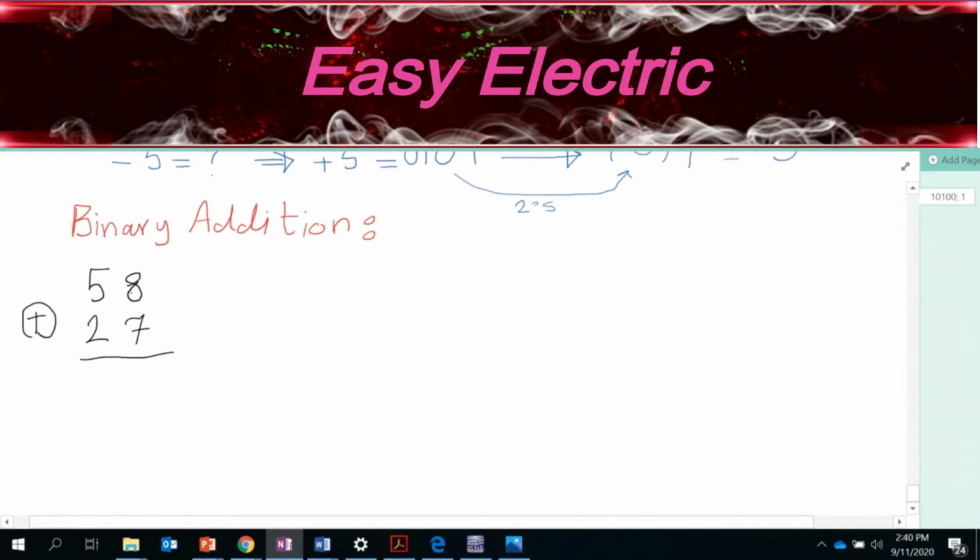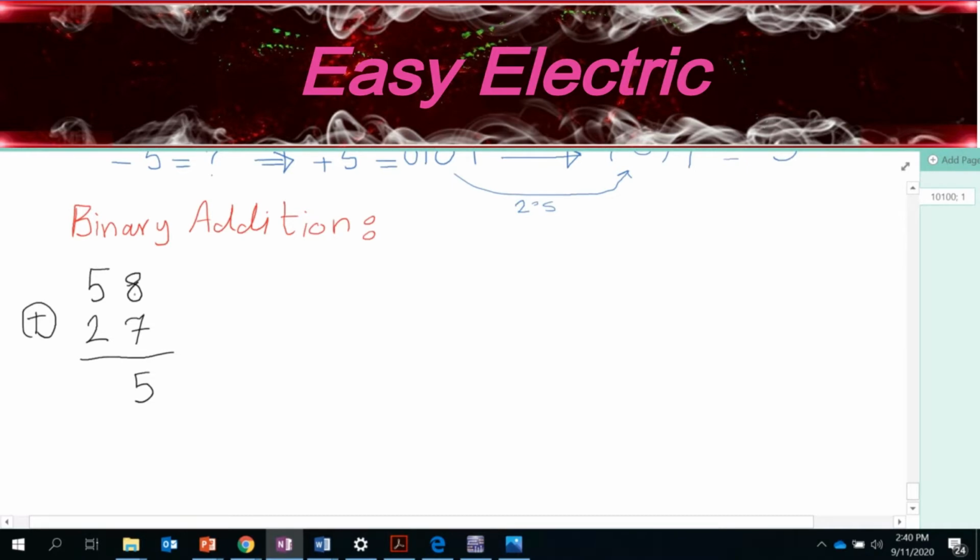What is 58 plus 27? We are in base 10. Just type the answer in the chat box. That's 85. Okay, how did you do that? You say, okay, start with the digit that you have on the right. You say 8 plus 7 is 15. You say actually 5 is here because this is 15.